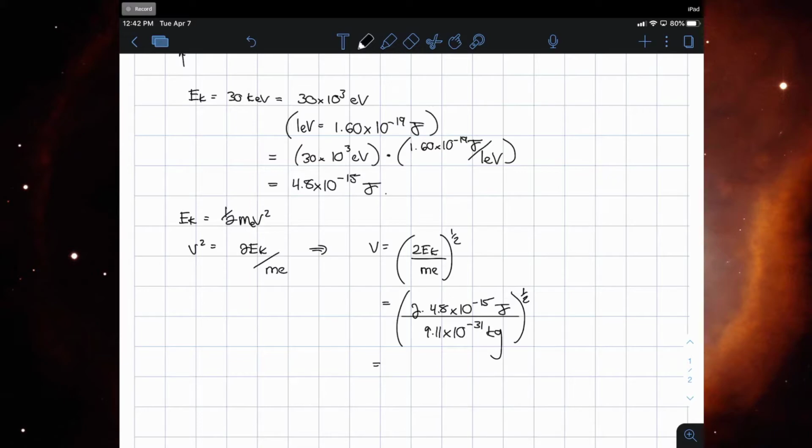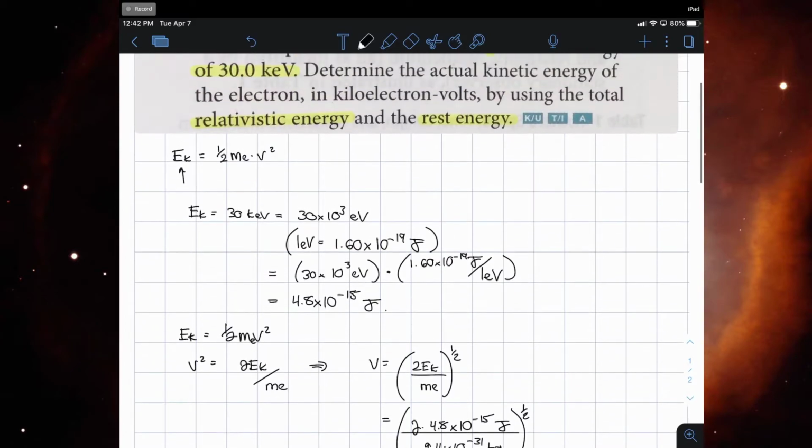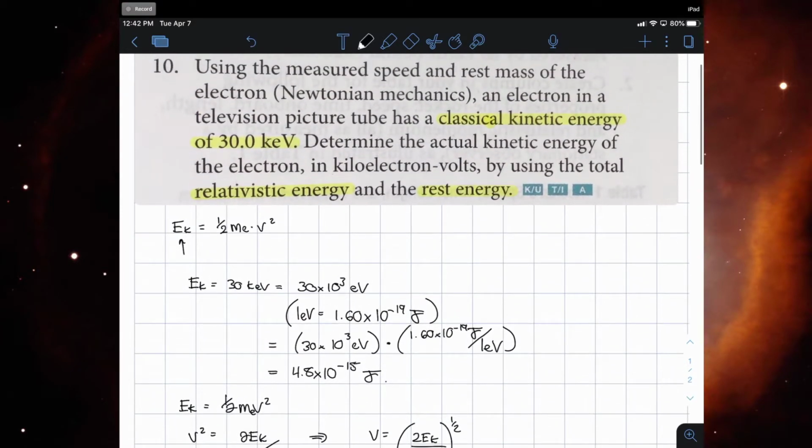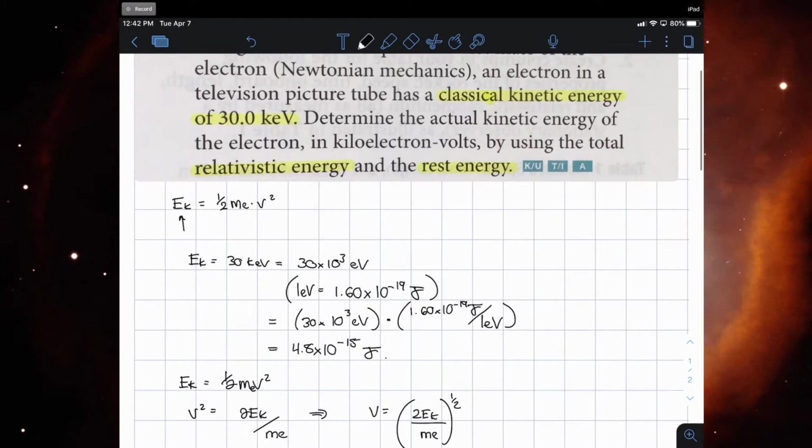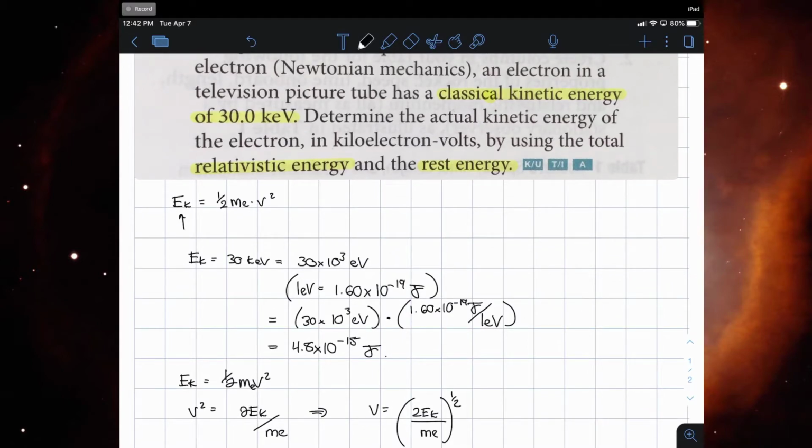Let's see what we get here. 2 times 4.8 times 10 to the negative 15, over 9.11 times 10 to the negative 31, square rooted. We get a speed of 102,654,130.3 meters per second. So the electron is moving pretty quickly here. Now that we have the speed that it's moving at, we can determine the actual kinetic energy of the electron by using the relativistic energy as well as the rest energy.